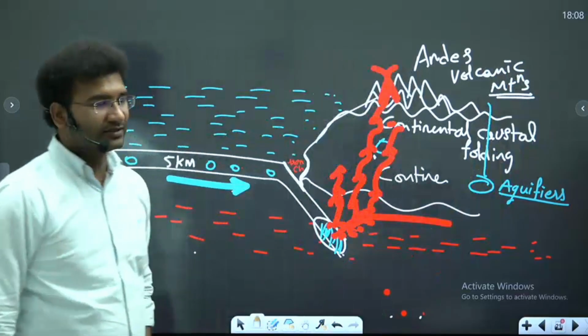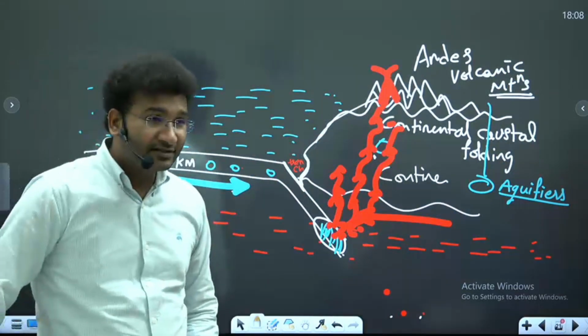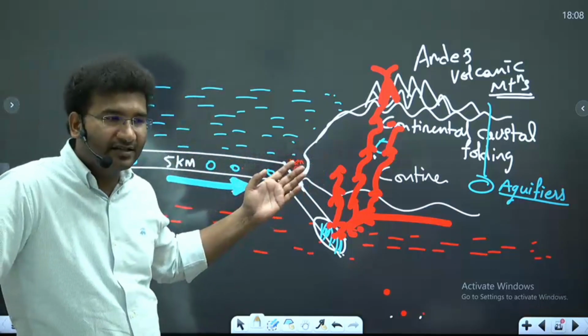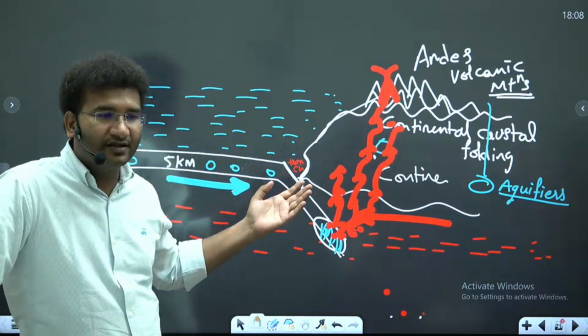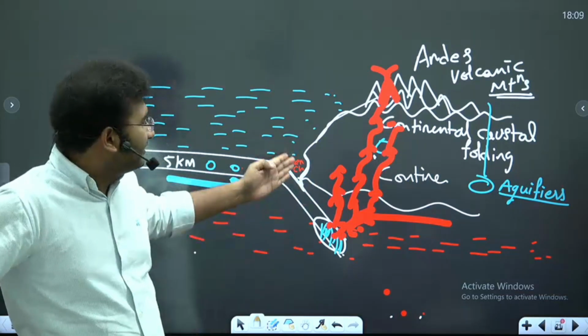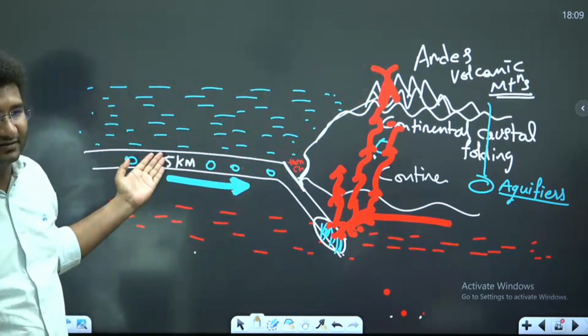Andes volcanic mountains. And what is the name of this trench? You have Mariana Trench. Likewise, Chile Trench. It's not Mariana Trench, it is Chile Trench. Okay? Where is the Chile Trench? So, one Chile Trench, Andes Mountains, and this is what is the Nazca Plate. Right?